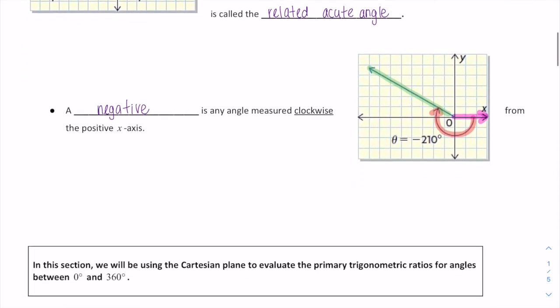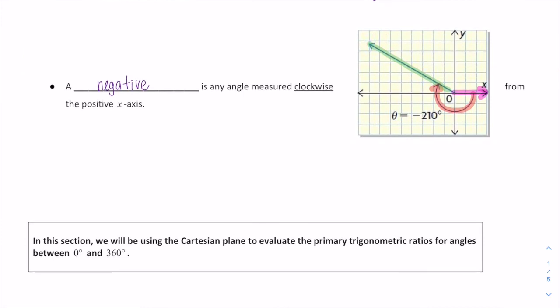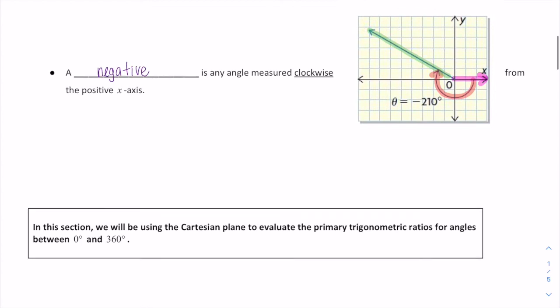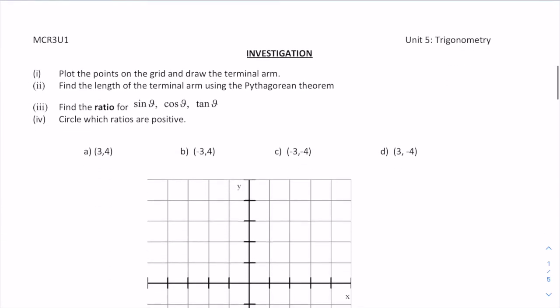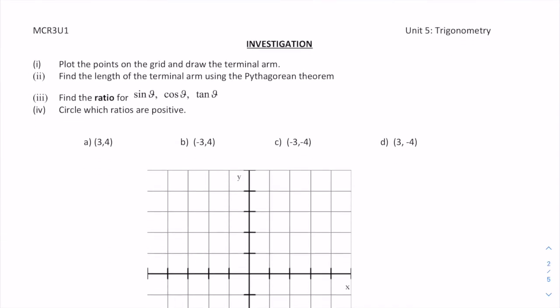In this section, we're going to be using the Cartesian plane to evaluate our primary trig ratios for angles between 0 and 360. So we're not just going to look at things that are less than 90, we're going to continue on to look at some bigger angles. We're going to do a bit of an investigation to start, and because we're not in class, we'll have to do this investigation together.